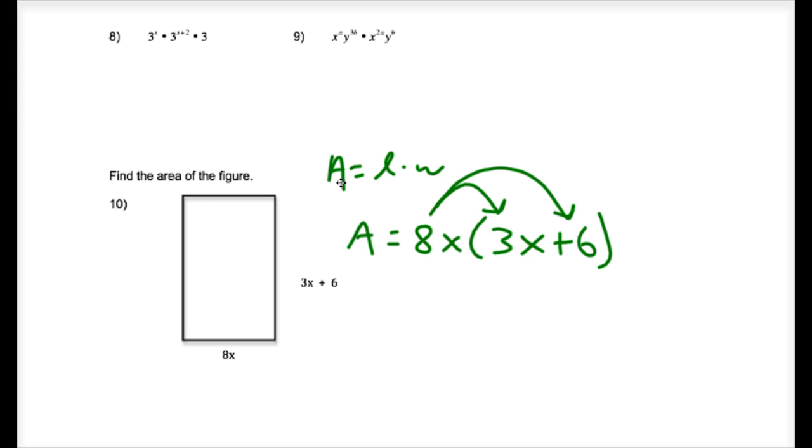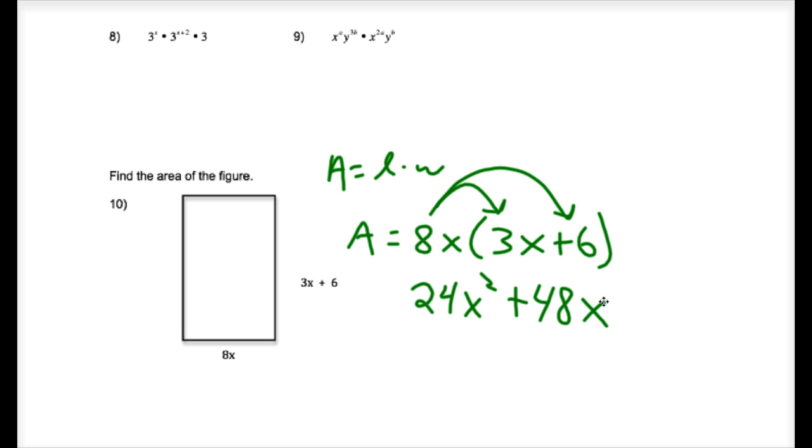Okay. You have to distribute both of them. You were not thinking for one second about the rules that you learned yesterday. 8x times 3x. Everybody think of it as two problems: 8 times 3, and x times x. Who's got it? Quit living, take a risk. A equals 24x squared plus 48x. Plus 8 times 6, is that 48? 48x, is that what you said?